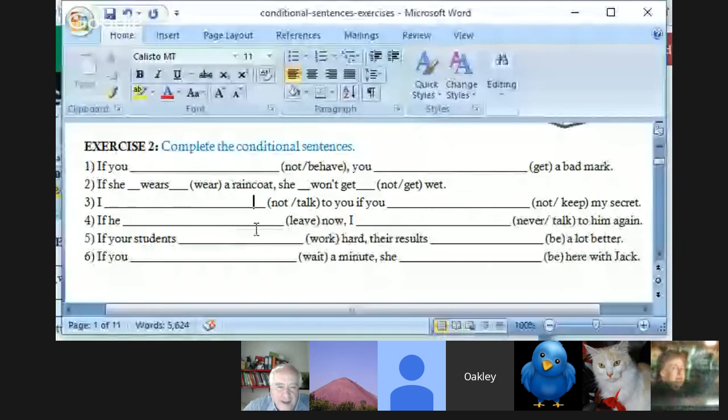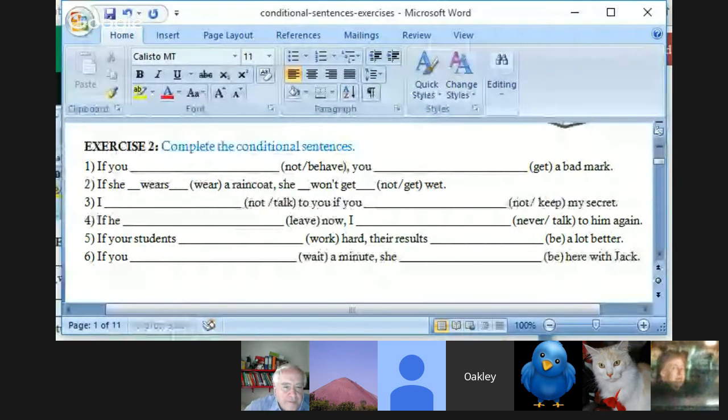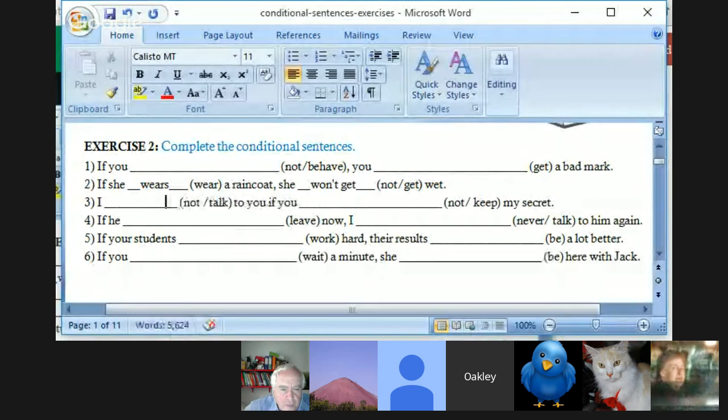All right. Let's try number 3. I won't talk to you if you don't keep my secret. Perfect. That is it. Okay, if you don't keep my secret, in this one, the condition and the result have been reversed, but the verb tenses remain the same. Okay, great.